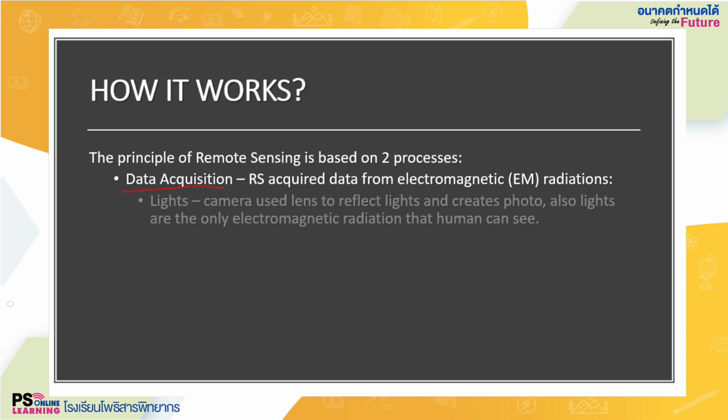Number one is light. With light, the camera uses the lens to capture the light and create a photo. So that's what we capture light for. And also, light is the only electromagnetic radiation that humans can see. There are a couple of other electromagnetic radiations, but only light is visible to human eyes. Okay, if you can see infrared, you better call me first.